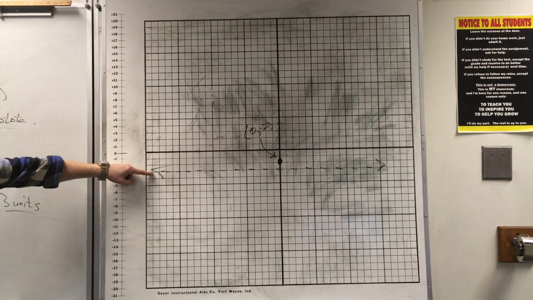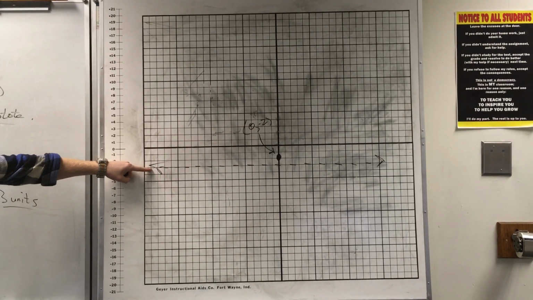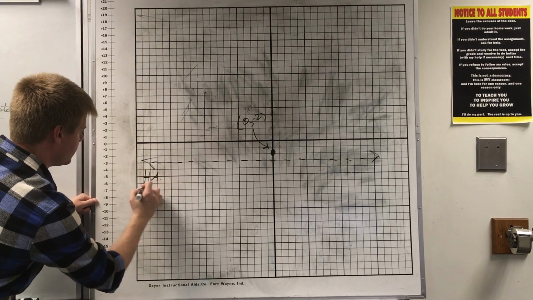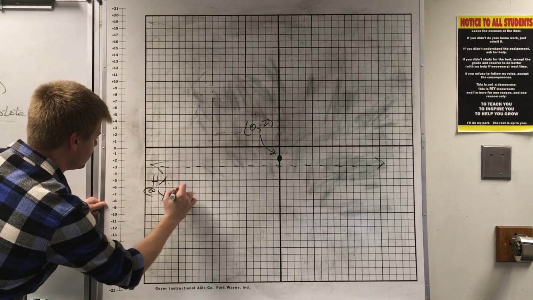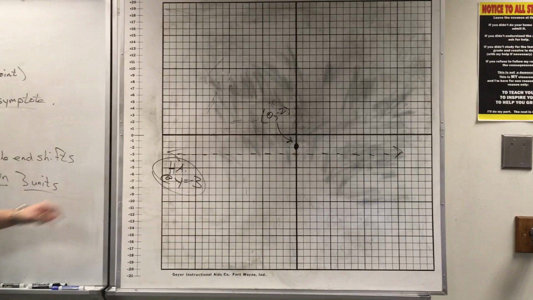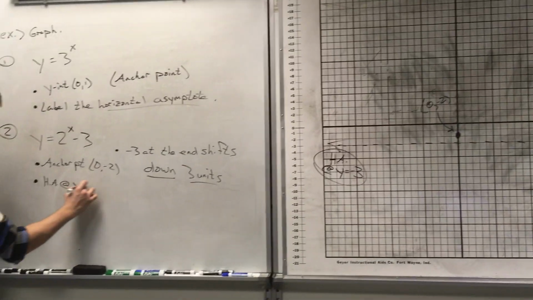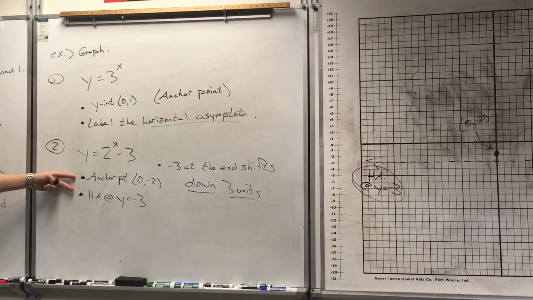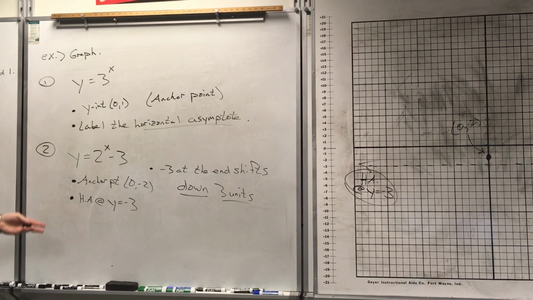Okay, so horizontal asymptote here, and what you can see, I just said I went down 3 units, so that is a horizontal asymptote at y equals negative 3, the equation of that horizontal line. So again, everything from a parent graph just got translated down 3 units. I now sketch the graph.